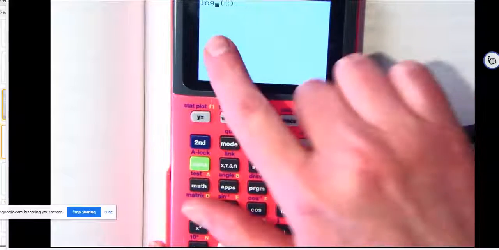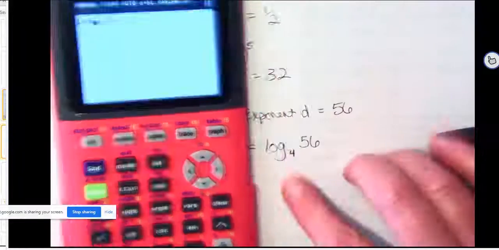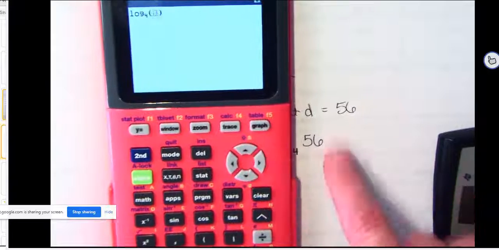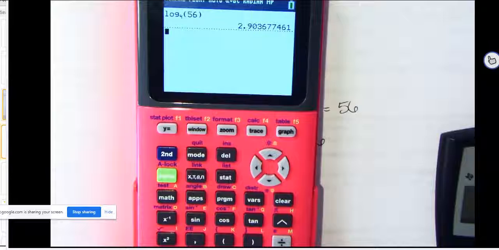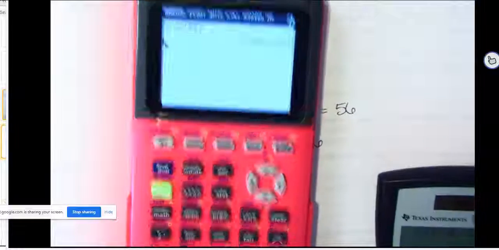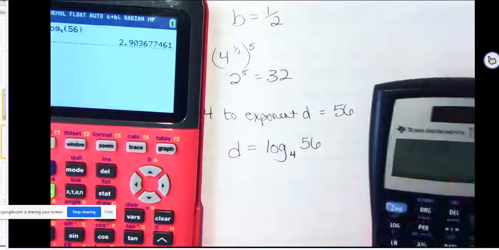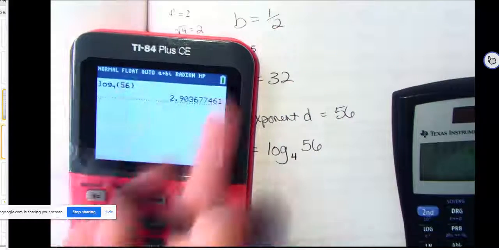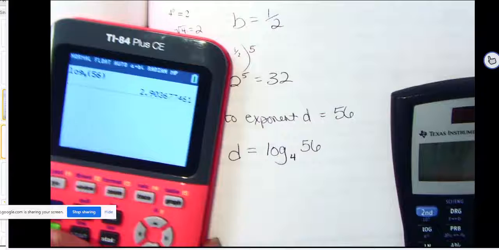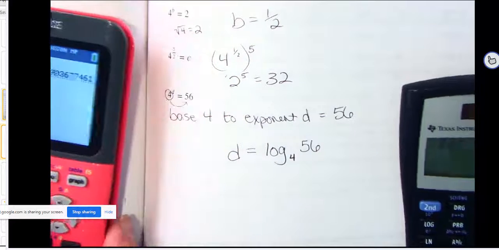And mine then gives me two little boxes that I could put in a 4 and then arrow over and do our 56. If you are using one of our smaller calculators, or if that is not intuitive, which it's really not, here's how we type it in a calculator.